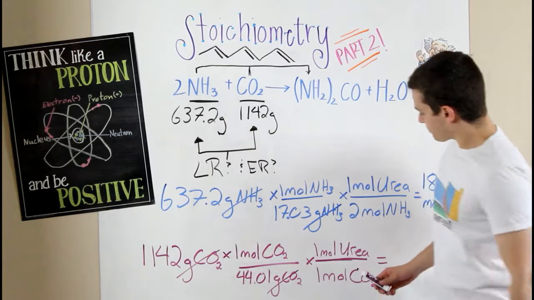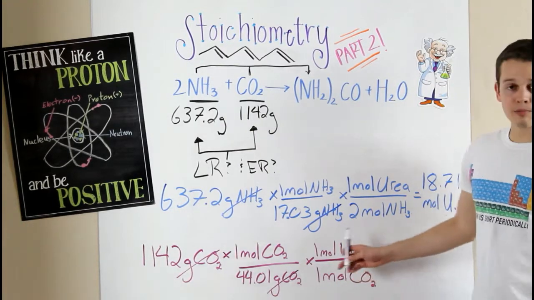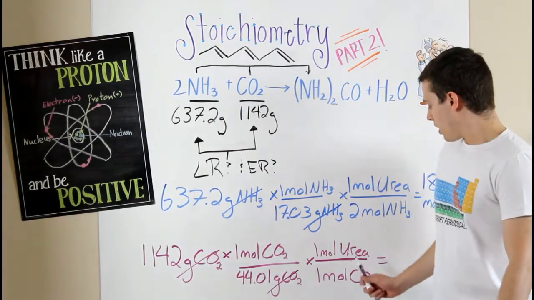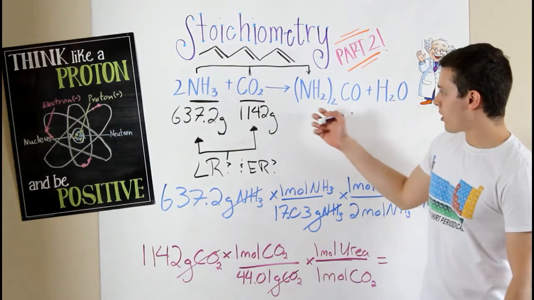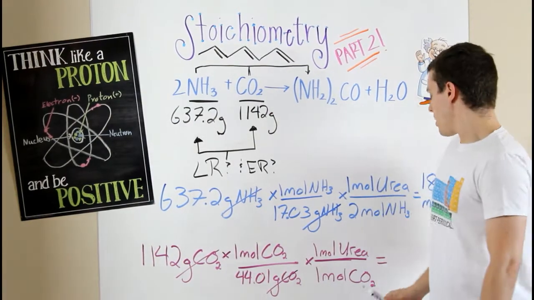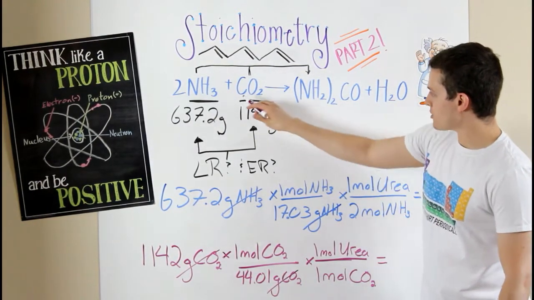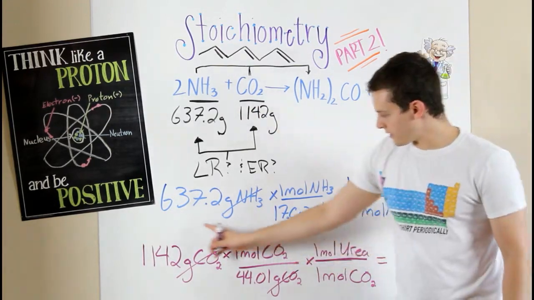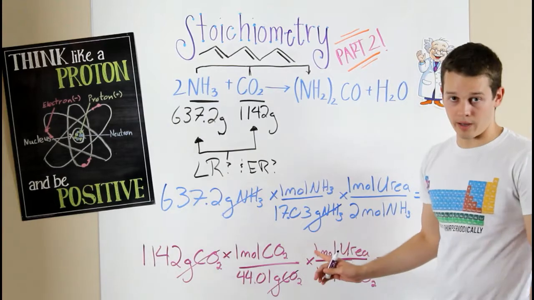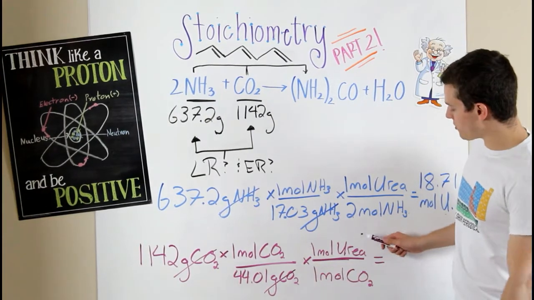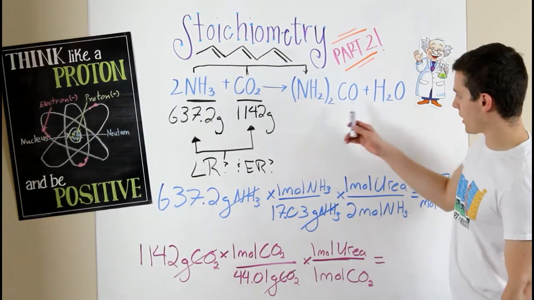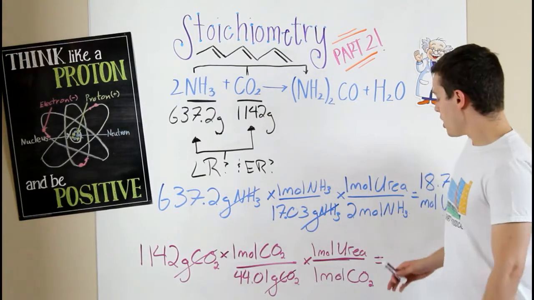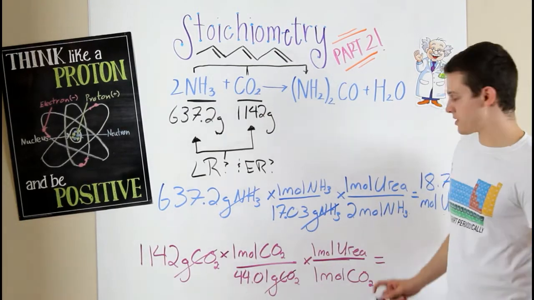Next, we're going to multiply by the mole ratio of urea to CO2, of our product to our reactant. And luckily for us, the coefficients in front of both of them are just 1. So essentially it's like multiplying this math function here by 1. So we're including the moles of urea over moles of CO2, the mole ratio of product to reactant here, just so that we can cancel units out.